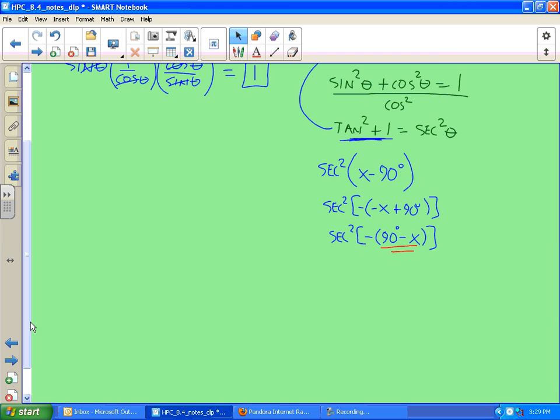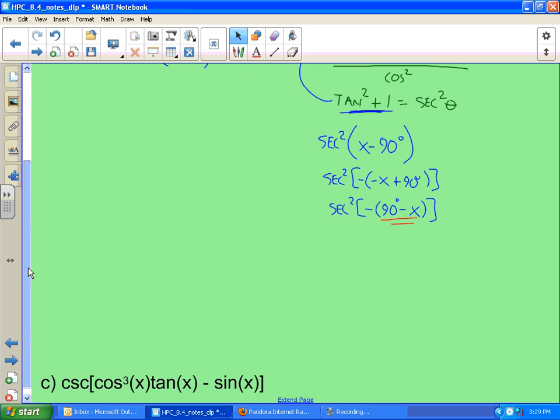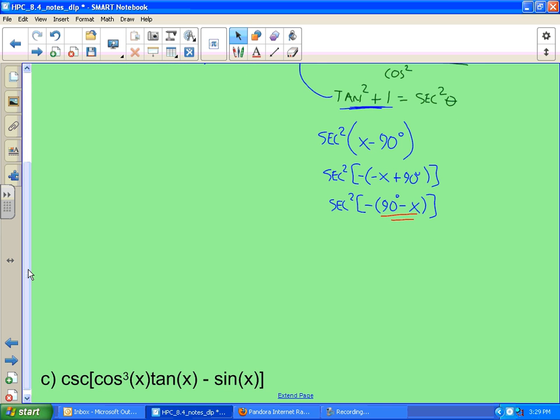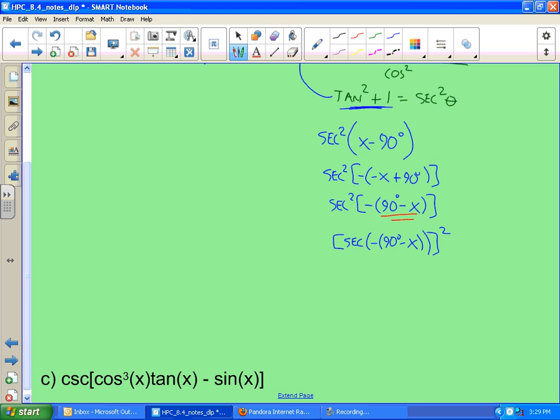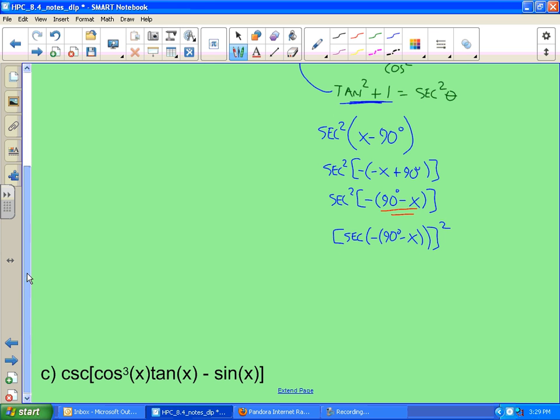Then the next thing we can think about is, all right, we're squaring this angle. And when I square that angle, whether it's positive or negative, I get a positive solution. So really, secant squared of this angle, negative 90 minus x, could be thought about like this: secant of the negative 90 degrees minus x, squared. If that happens, it becomes a positive angle, and it just becomes secant squared of 90 minus x.